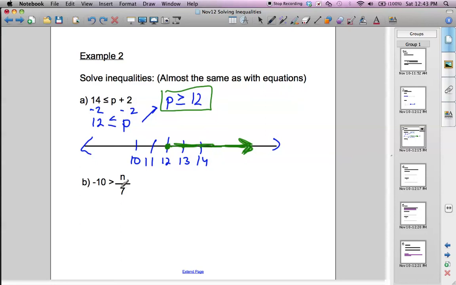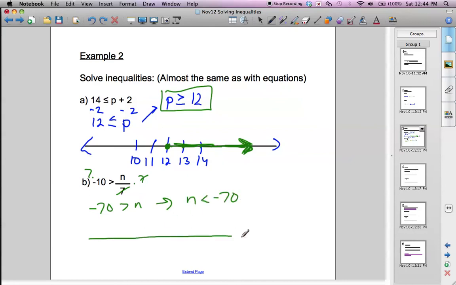In the next example, very similar to solving equations, if you see n divided by 7, you're going to have to multiply both sides by 7. And we're going to get negative 70 is greater than n. Or you can write that as n is less than negative 70.